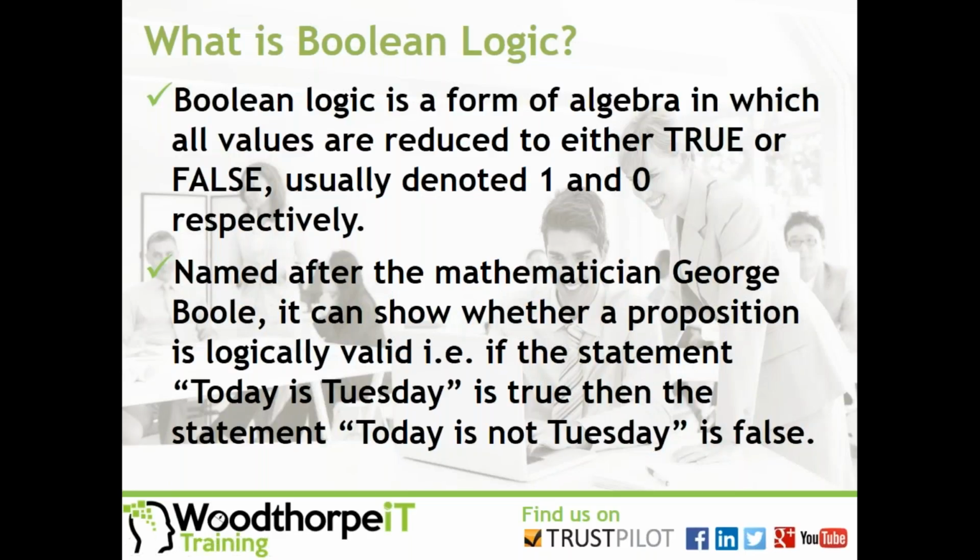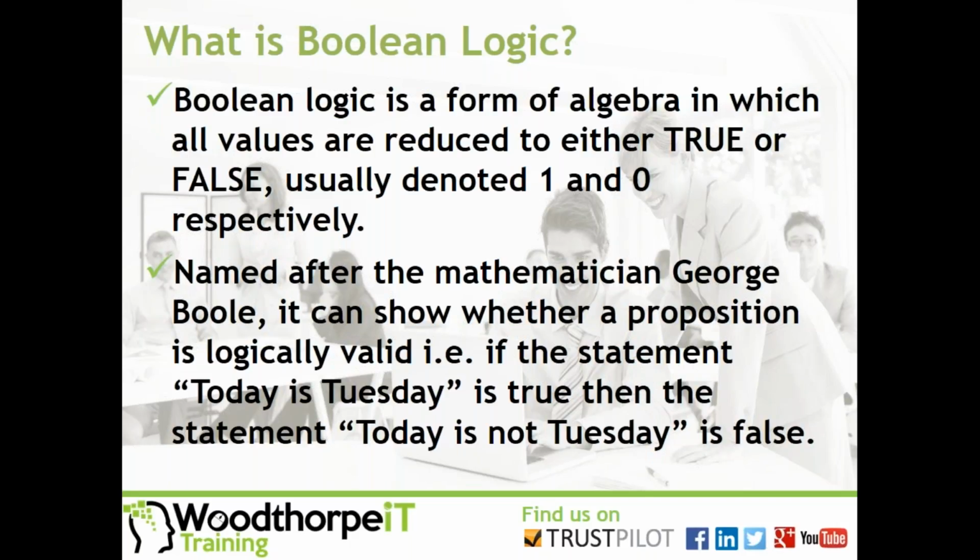So what is Boolean logic? Boolean logic is essentially a form of algebra where all the values in maths are reduced to either true or false, and we can denote true as 1 or false as 0. So whenever you see true, it's essentially the equivalent to 1, and whenever you see false, it's the equivalent to 0. And we'll look later on as to why that is useful, why that is being done at all. But that's the essence of it, reducing maths to these two values.